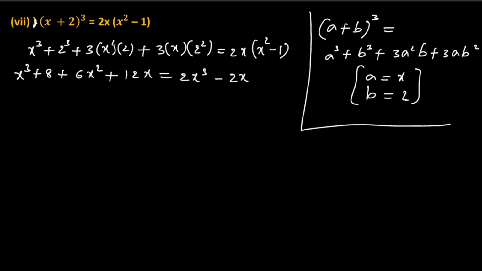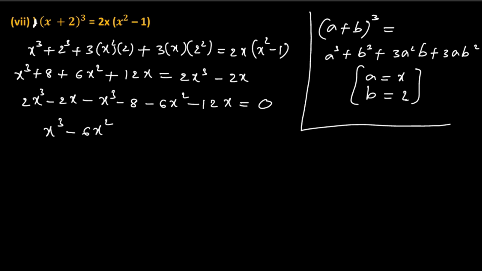Take all the terms to right hand side this time because the x cube coefficient is higher on the right side. So consider this 2. This is a higher coefficient than the left hand side x cube coefficient. So let us take it to right hand side. 2x cube minus 2x minus x cube minus 8 minus 6x square minus 12x is equal to 0. So this will be x cube, 2 minus 1 is x cube. Minus 6x square is alone, so write it directly. Minus 2x minus 12x is minus 14x. And then constant minus 8 is equal to 0.